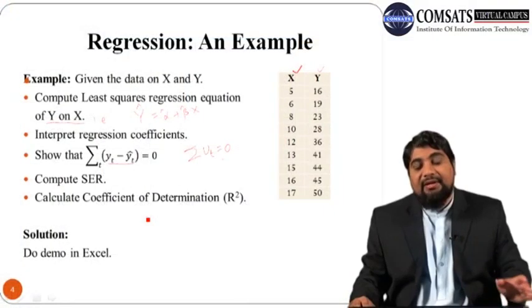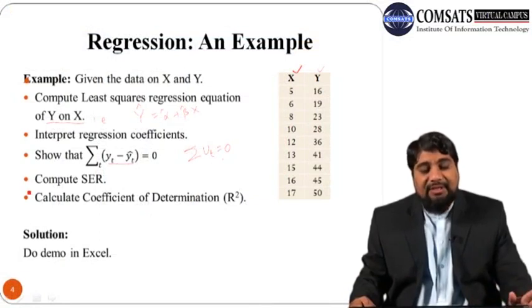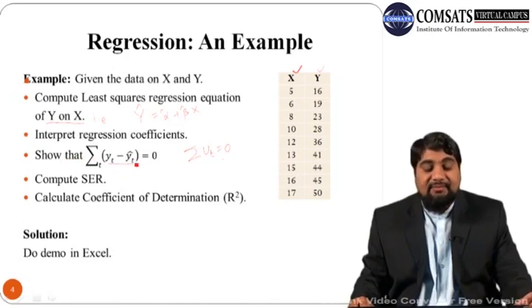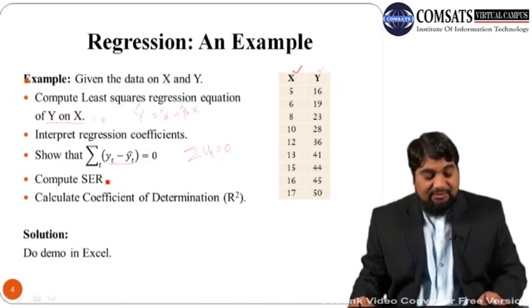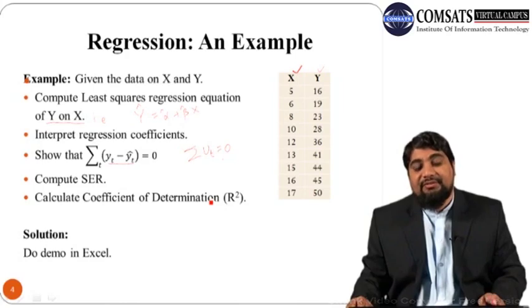Let's move to the PowerPoint. So we have completed this step, that the summation of yt minus y hat t is 0. Next step is to compute the standard error of regression and calculate the coefficient of determination. So go back to the Excel spreadsheet program.